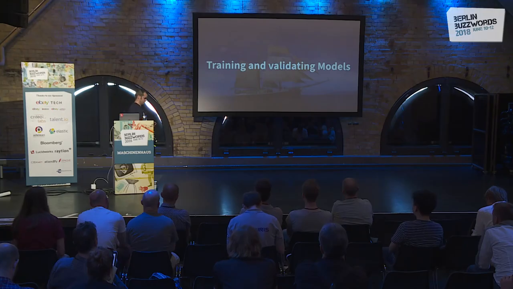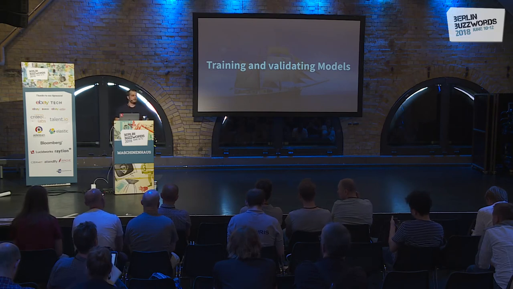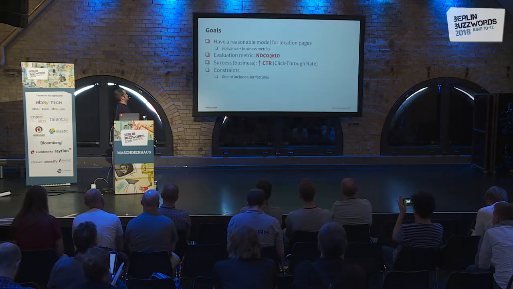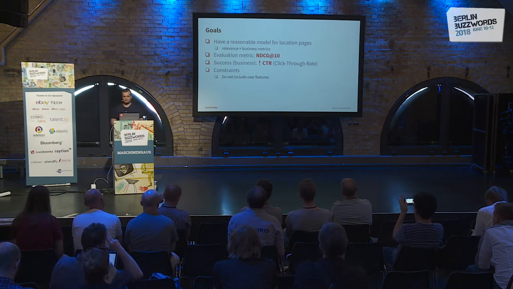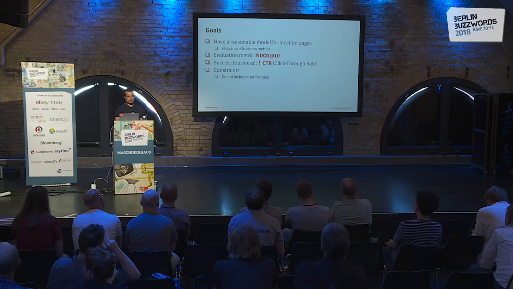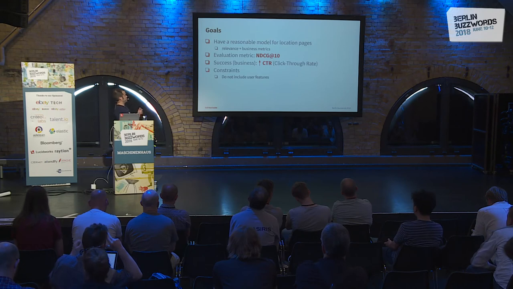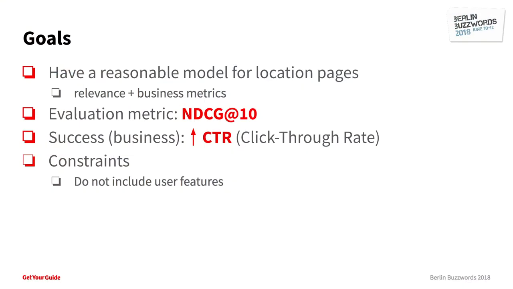OK, so we have a training set. The next step is to train and validate a model. Let's recap our goals. We want a reasonable model for location pages, for GetYourGuide location pages. We want this model to have a mixture of text relevance metrics and business metrics. We made sure that we have features covering both. And we decided to have NDCG at 10 as the evaluation metric, because 10 is the size of our location page at the moment.